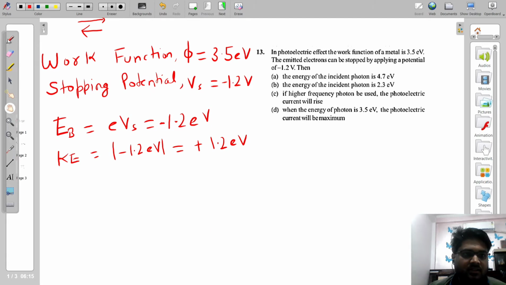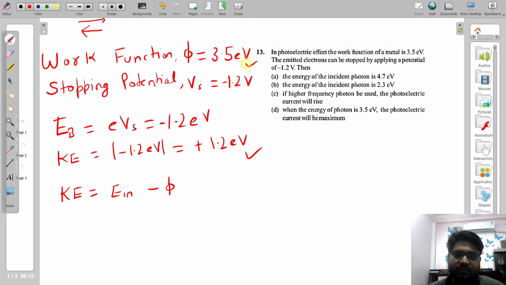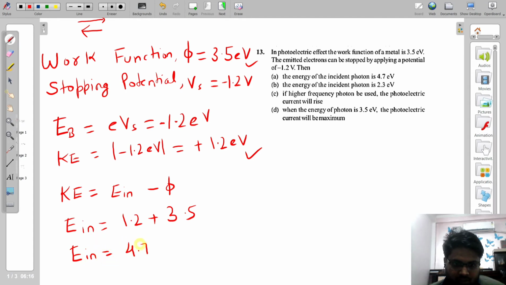So far we have kinetic energy. Now we apply Einstein law of photoelectric effect. So kinetic energy is equal to energy incident minus work function. So far we have both the values. We have kinetic energy, we have work function. So we put both these values and we will calculate energy incident. That will come, energy incident is equal to 1.2 plus 3.5, and in this way energy incident will come 4.7 electron volt. So this is the value that we have obtained in the end.